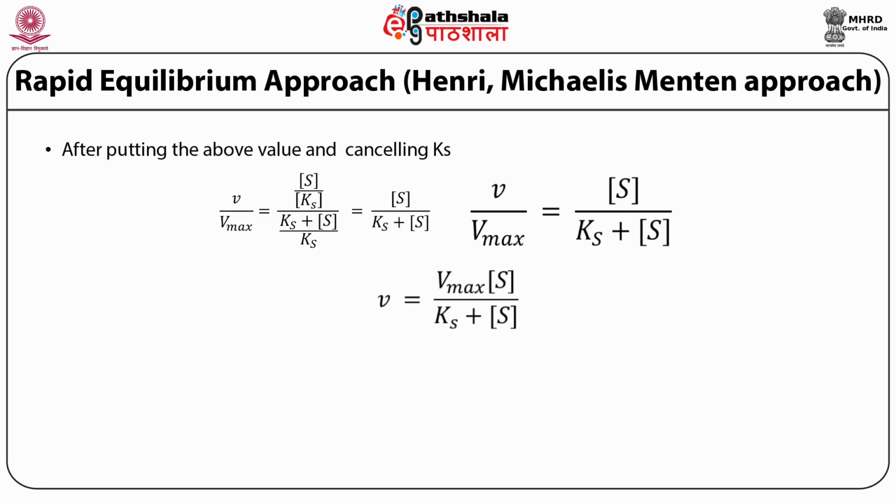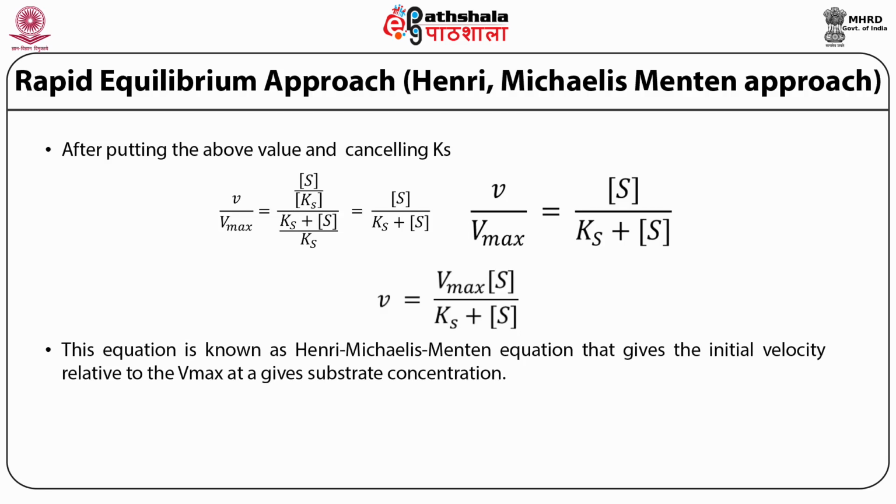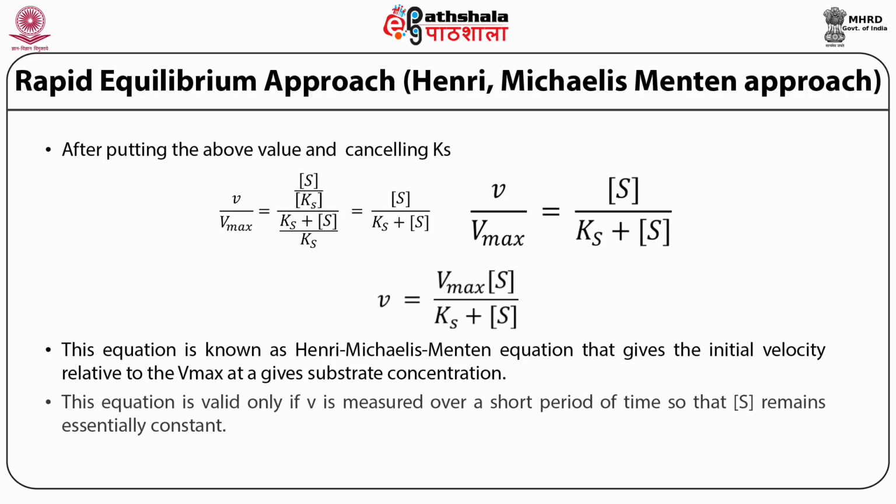This equation, where V0 is equal to Vmax into substrate concentration divided by Ks plus substrate concentration, is known as the Henry-Michaelis-Menten equation, which gives the initial velocity relative to the Vmax at a given substrate concentration. This equation is valid when initial velocity is measured over a short period of time so that the substrate concentration remains essentially constant.